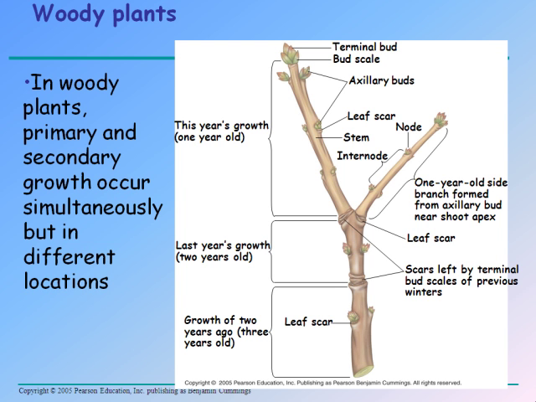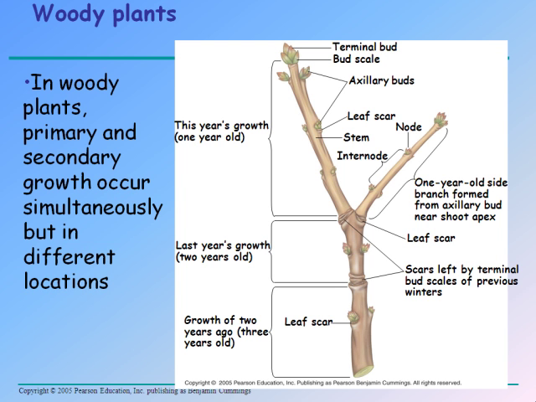Okay? So down here, the growth of 2 years ago, 3 years old. Here's a leaf scar. So this is a little bigger. Scars left by terminal bud scales of previous winters. Okay, these have fallen off. Last year's growth, 2 years old. Not as thick, not as much secondary xylem. And then this 1 year side branch formed from an axillary bud.